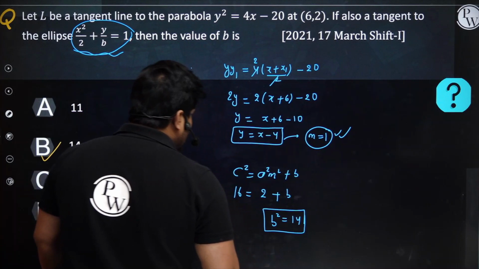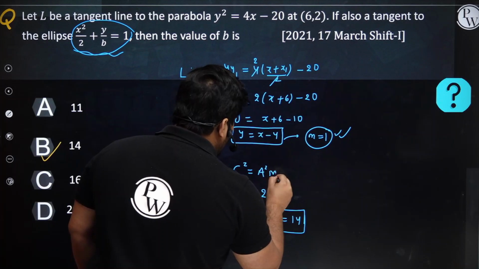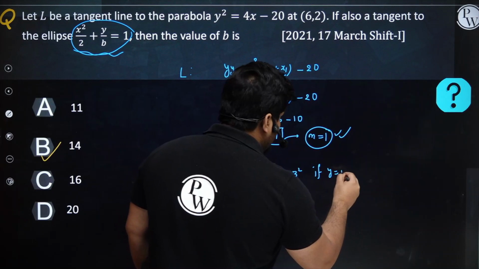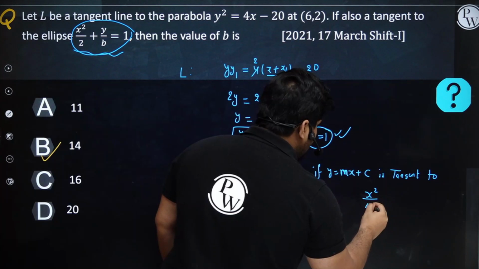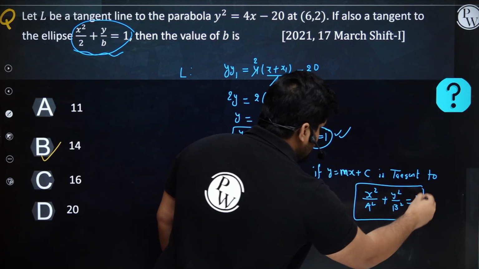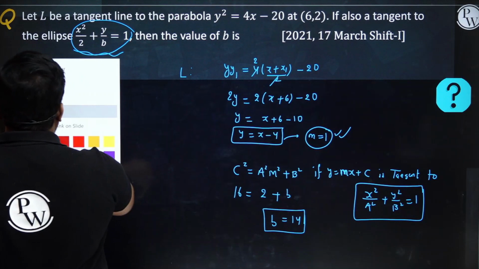Okay, this is c square is equal to a square is 2. Let's write something else here, like c square is equal to basically a square m square plus b square. If the condition is y equal to mx plus c is tangent to x square by a square plus y square by b square equal to 1, then if this is given, from there we can see b square, not b square, only b is 14. Okay, value of b is 14. So I hope you have understood it. Moving on to next question.